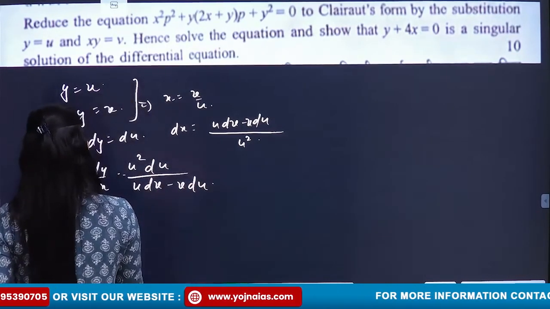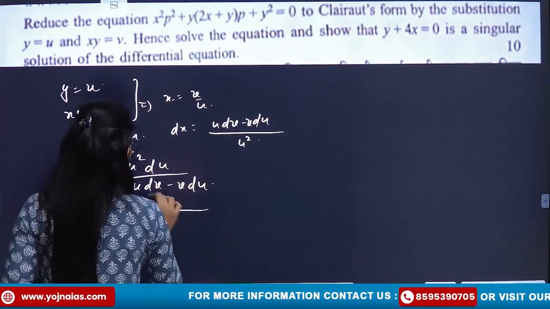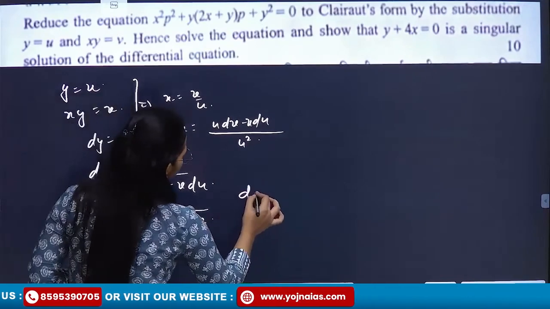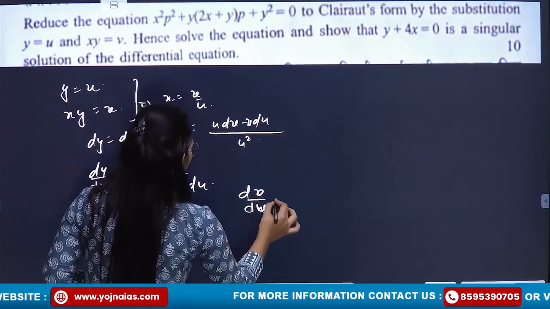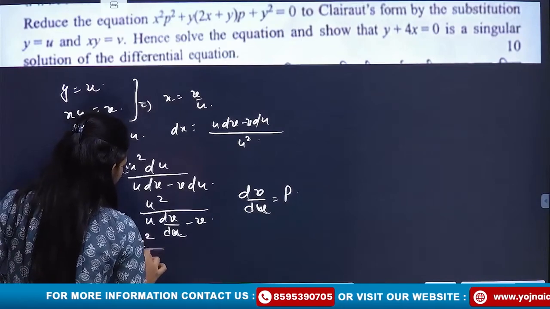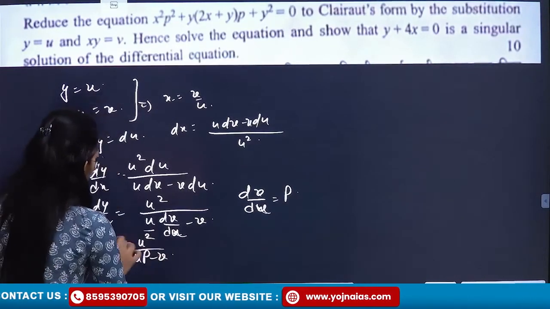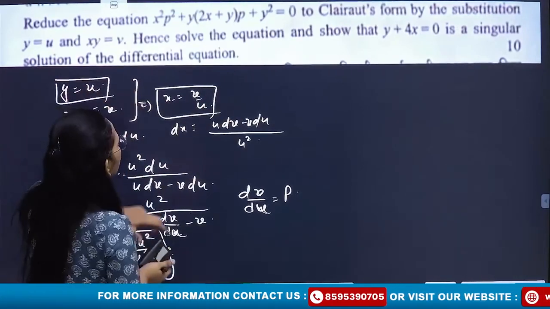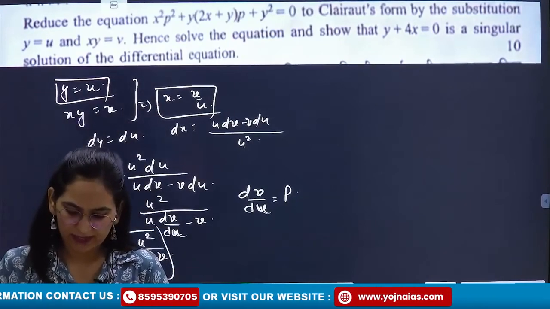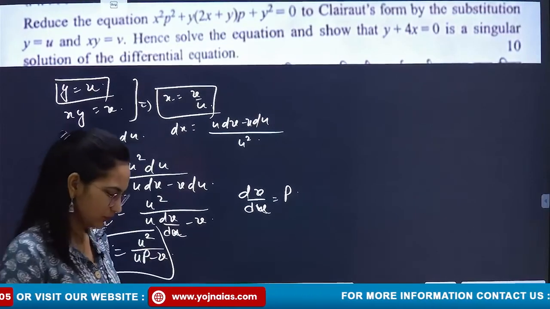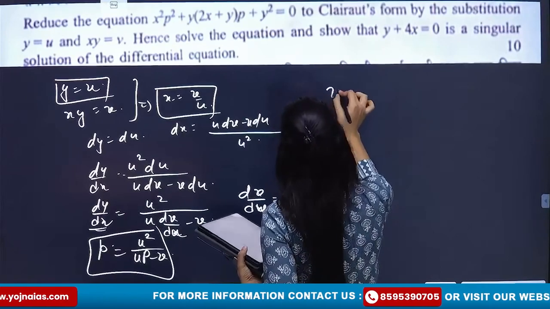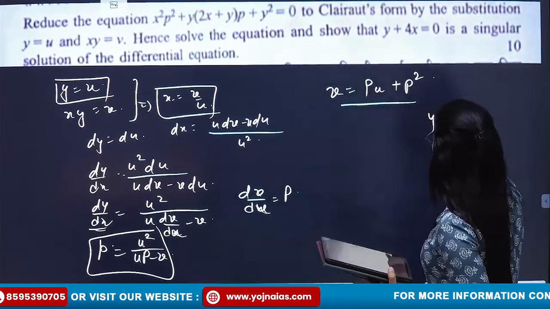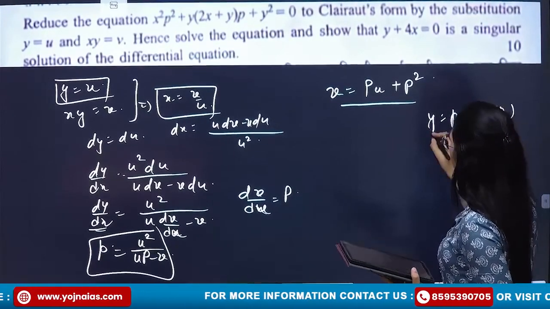Convert this by du. dy by dx is equal to square over... by d, and put all P equal to capital P. Put these values at the place of x, put this value at the place of y in the given equation, and then the equation would reduce to Clairaut's equation. In which form will it be? Y is equal to capital P u plus capital Clairaut form.